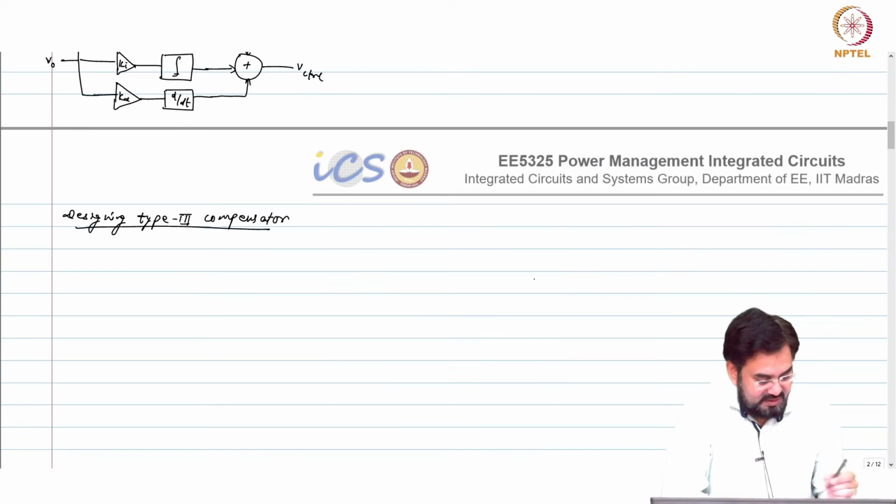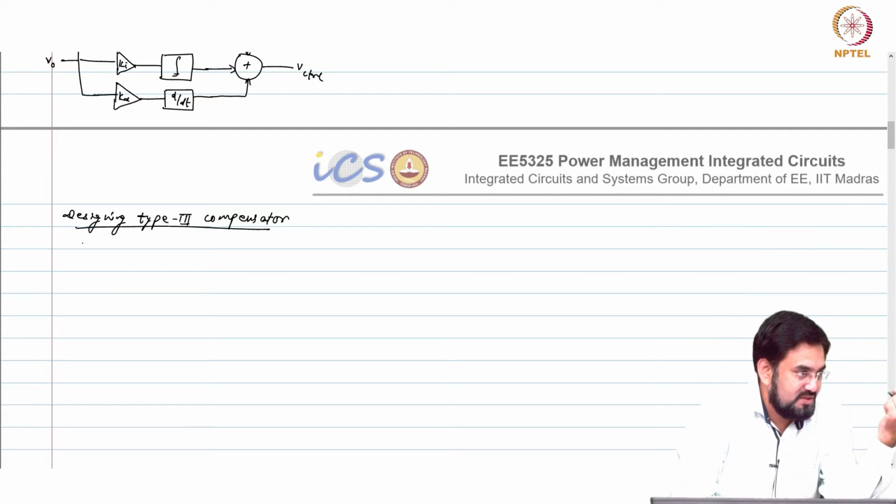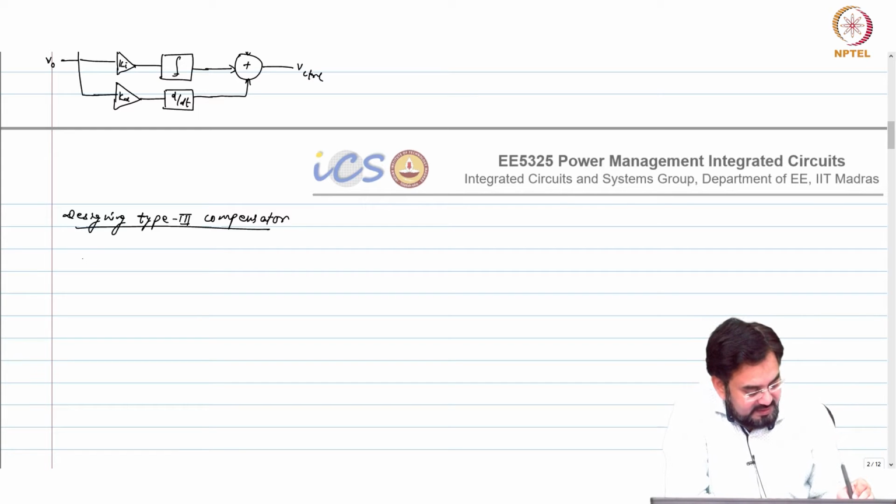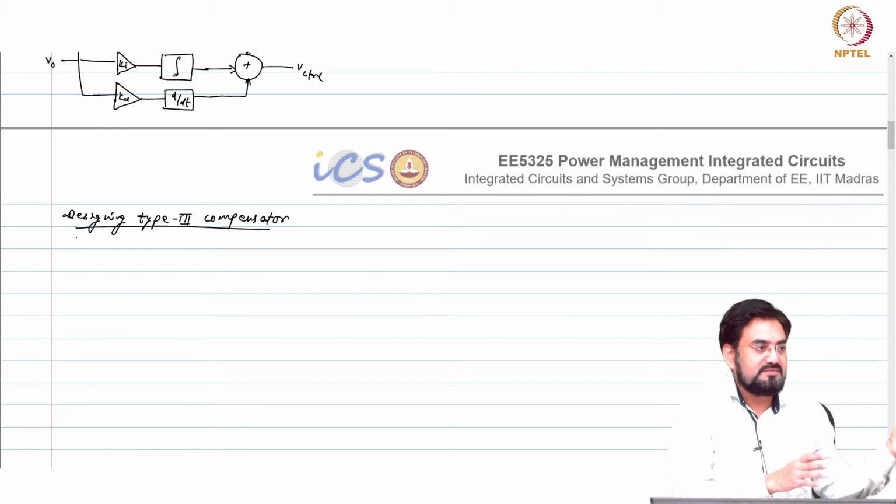So let's see how we design it. Let's use the same formula which we used in the type 2. What was that? What is the total gain before compensation?